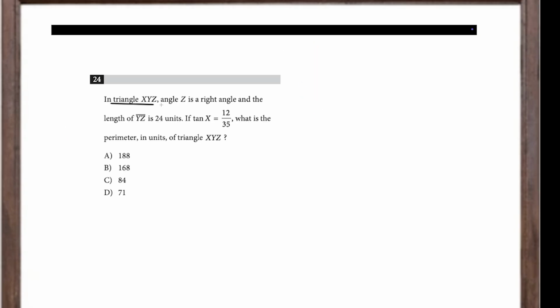So here we have another triangle problem. The question states, in triangle XYZ, angle Z is a right angle, and the length of YZ is 24 units. If tan X equals 12 over 35, what is the perimeter in units of triangle XYZ? So I'm going to draw a triangle and label it.